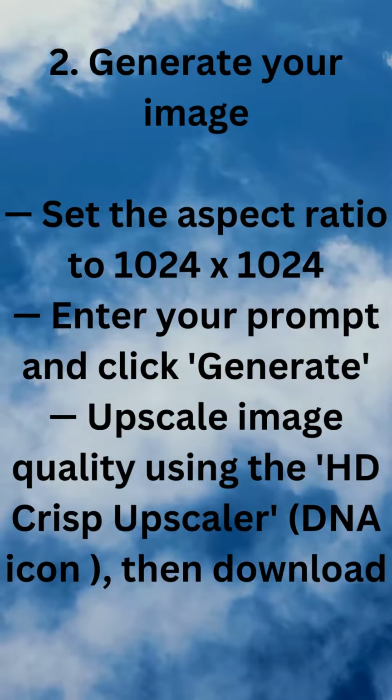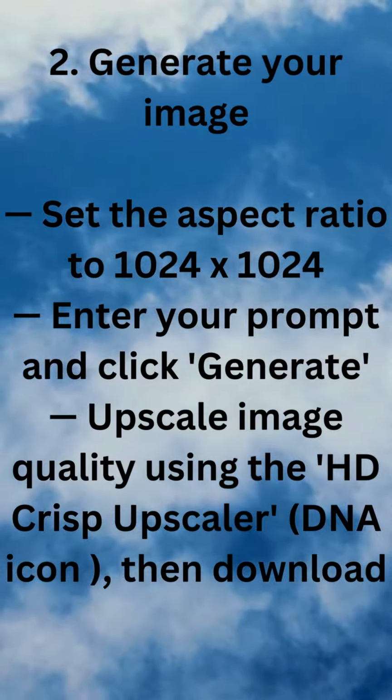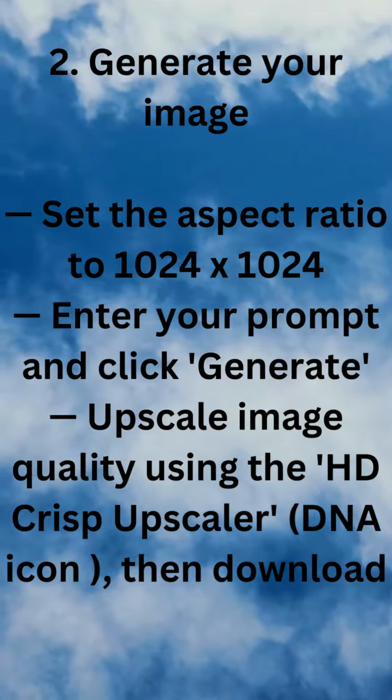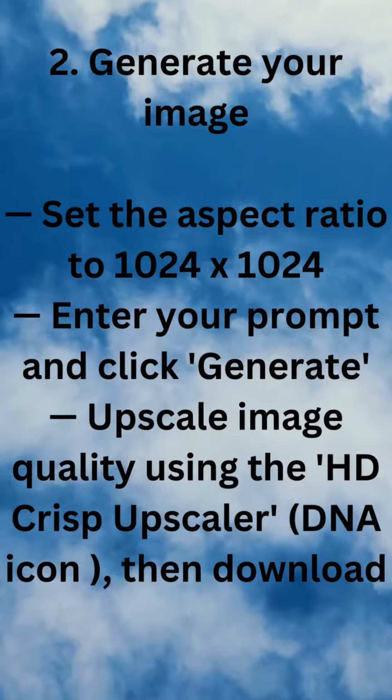2. Generate your image. Set the aspect ratio to 1024 by 1024. Enter your prompt and click Generate. Upscale image quality using the HD Crisp Upscaler DNA icon, then download.